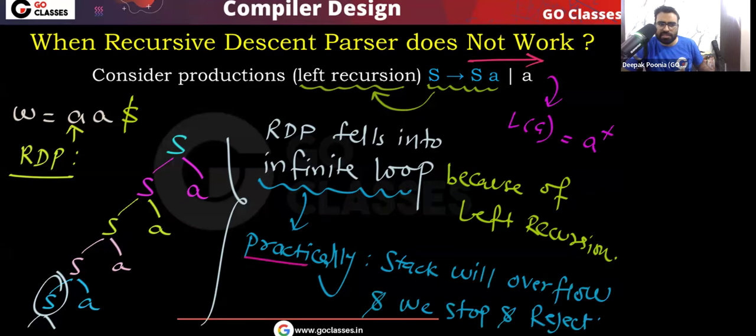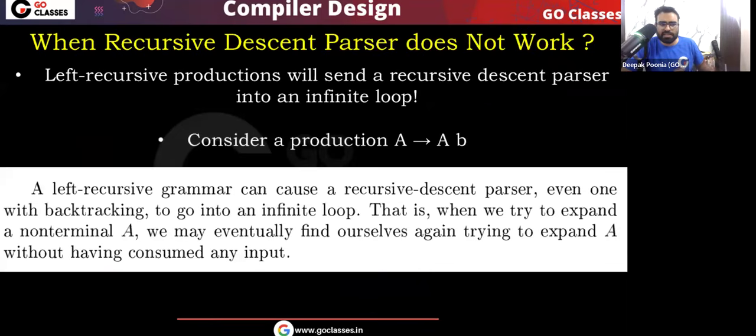Anyway, in the standard resources, in the standard books, you will see the words infinite loop only. But this is just a small point, that practically the stack will overflow after some time. Anyway, I hope you understood this point. So we have seen that the recursive descent parser does not work when the grammar is left recursive. If your grammar is left recursive, then the recursive descent parser does not work. Is this clear? Very simple.